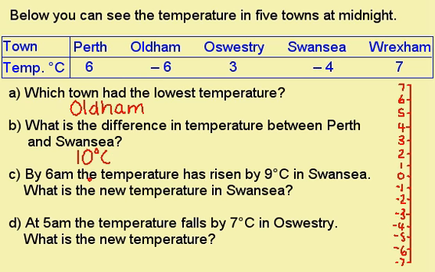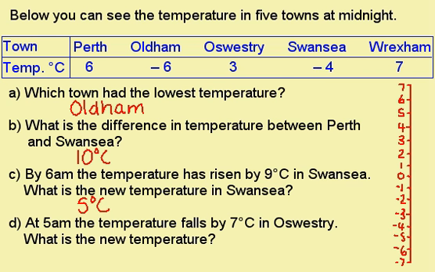For this question, I look at the temperature in Swansea at midnight, which is here, -4, and I'm going to mark that on my number line, here. And then, because the temperature rises by 9, I want to add 9 to it. 1, 2, 3, 4, 5, 6, 7, 8, 9. I get to 5, so the new temperature is 5 degrees C.